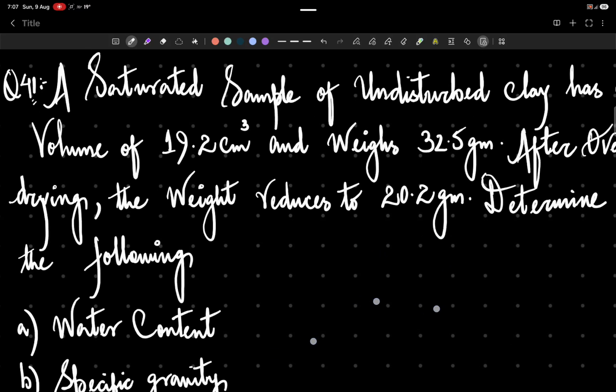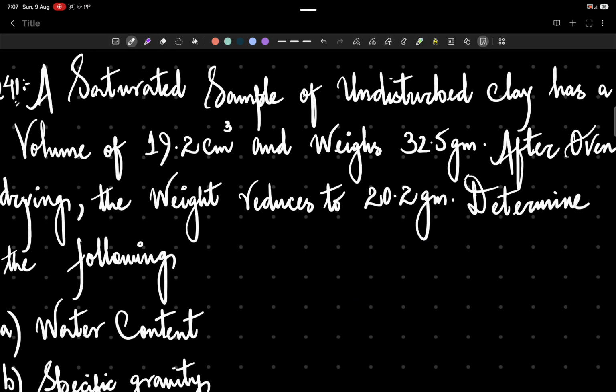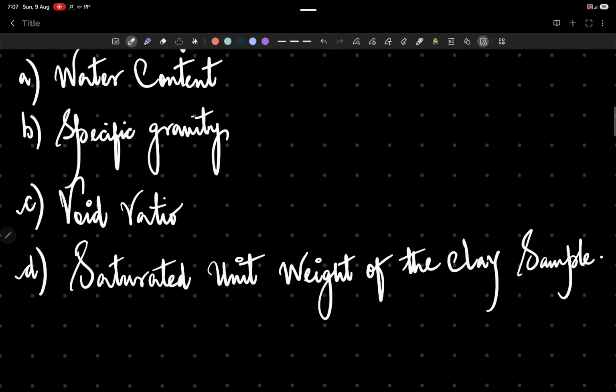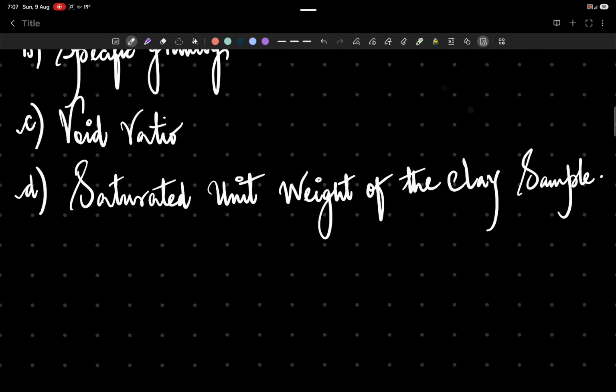Question is, a saturated sample of undisturbed clay has a volume of 19.2 cubic centimeters and it weighs 32.5 grams. After oven drying, the weight reduces to 20.2 grams. We have to determine the following: water content, specific gravity, void ratio, and the saturated unit weight of the clay sample. All right, so let's do this.